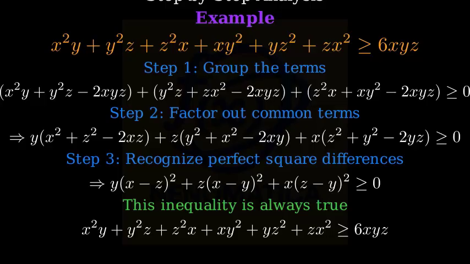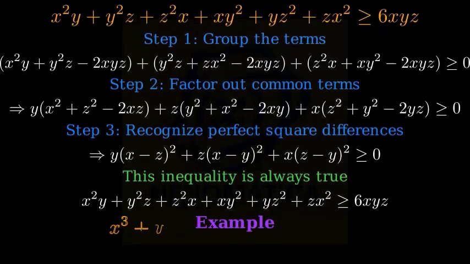Since squares are always non-negative, and we're multiplying them by positive values, the entire sum must be greater than or equal to 0. Therefore, the original inequality is always true. The left side of our original inequality is always greater than or equal to 6xyz. Now, let's move to our second example.